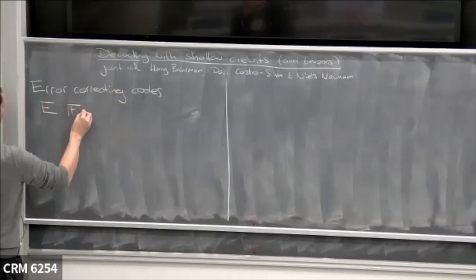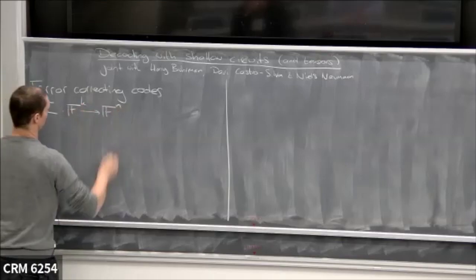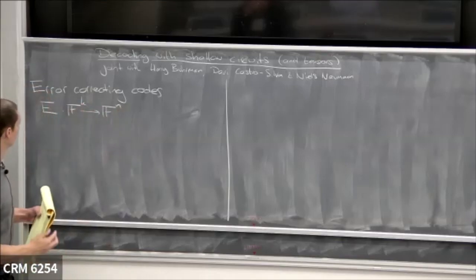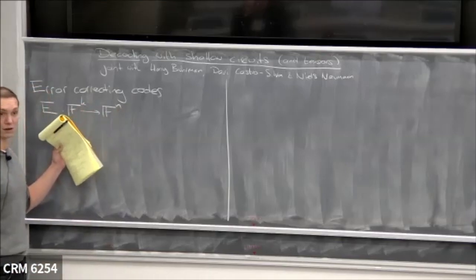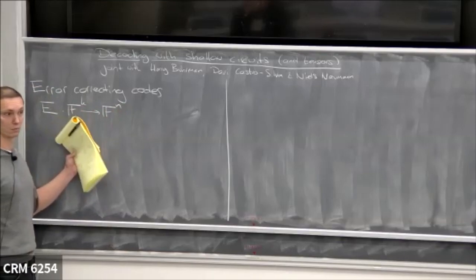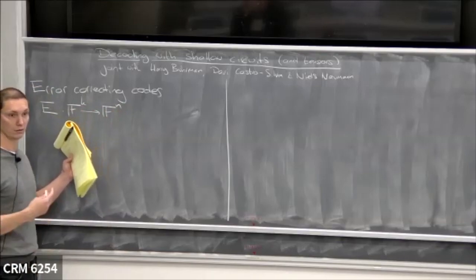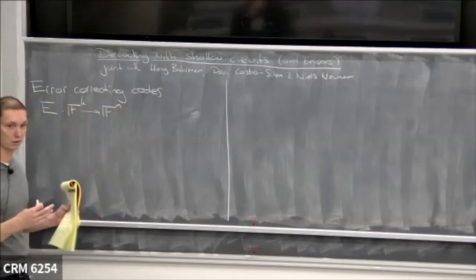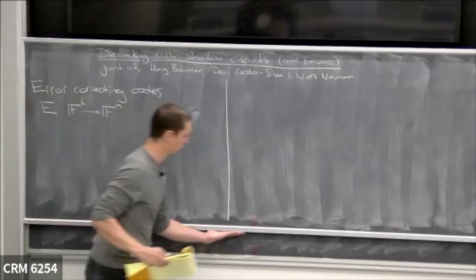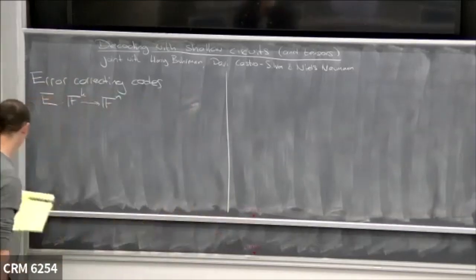So for the purpose of this talk, an error correcting code is just a map E from k-dimensional vectors over a finite field to n-dimensional vectors over a finite field. Here, F is a finite prime field whose characteristic is constant. This will be relevant in a bit.